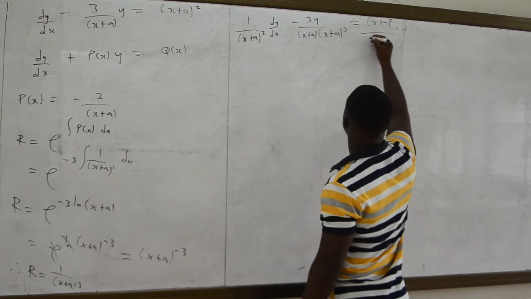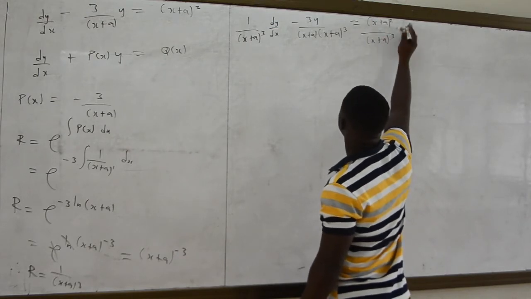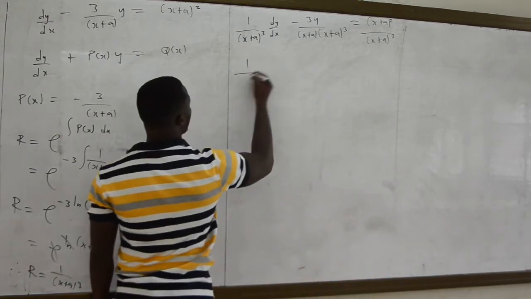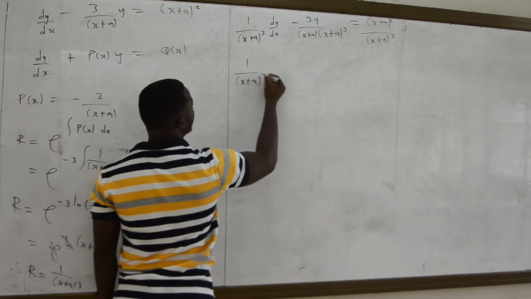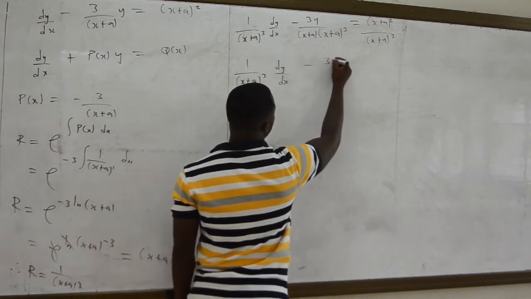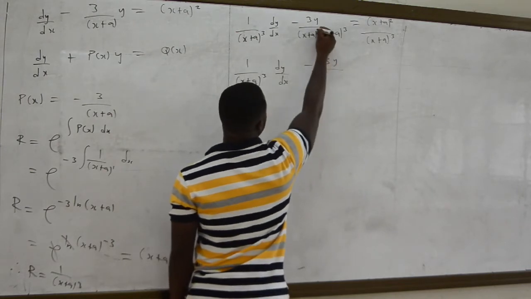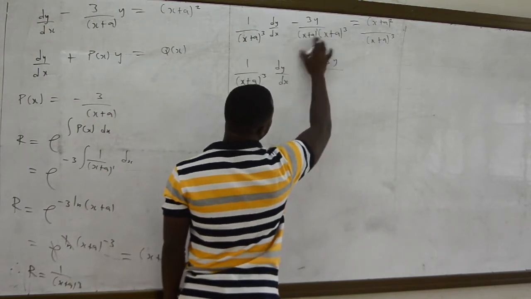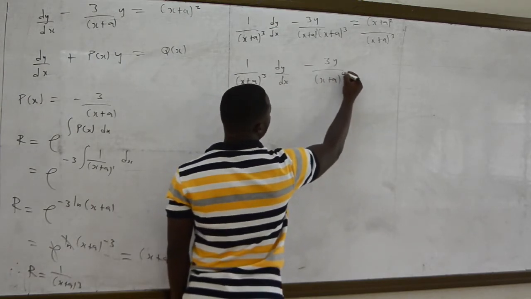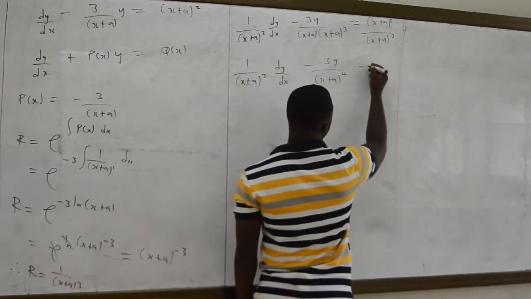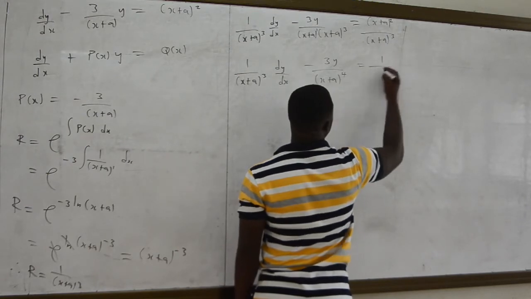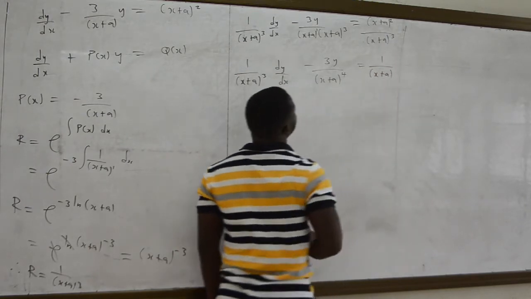So this one will be x plus a taking the power of 3. Now let's rewrite this one. I'll have something like 1 over x plus a taking the power of 3 dy dx minus 3y all over indices. This one is taking the power of 1. The bases are the same, you add the exponents. So we have x plus a taking the power of 4 is equal to, this is taking the power of 2, this is taking the power of 3. Then we have 1 over x plus a.